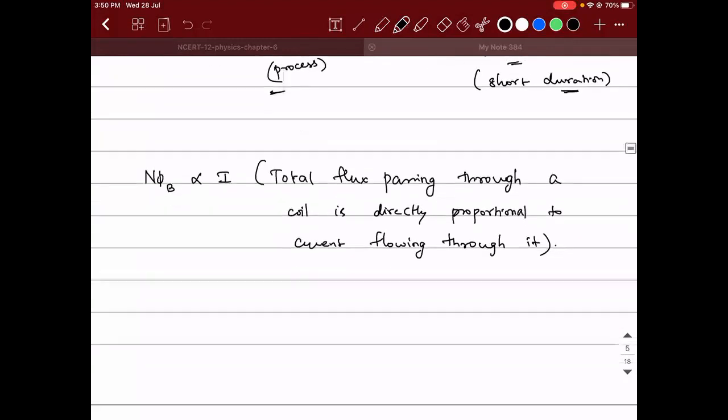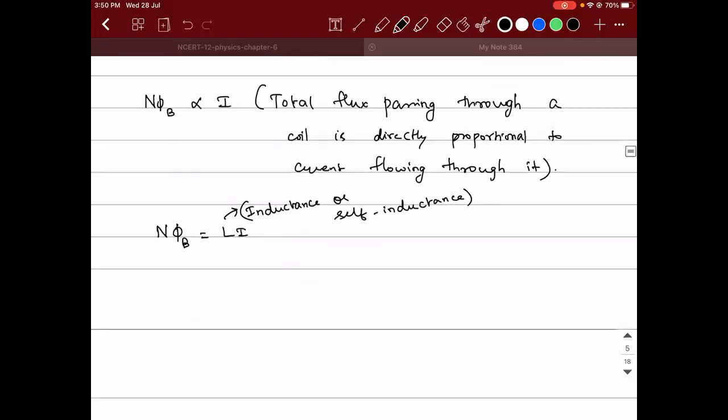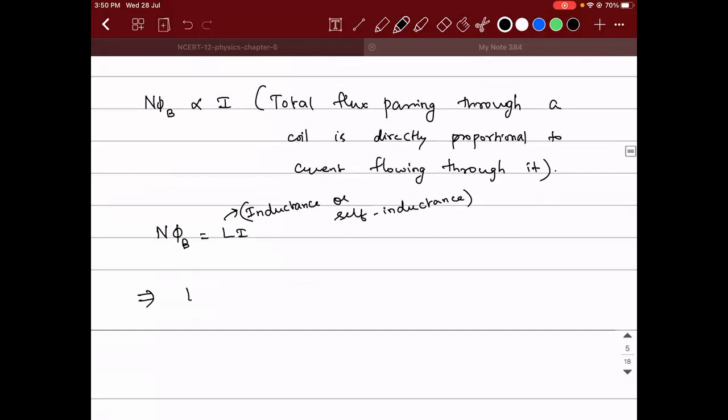Okay. Now, if I remove the proportionality symbol, then N phi B will be equal to L into I, where this L is what is called inductance, or as I told you, it is also called self-inductance. Both have the same name. So N phi B will be equal to L into I. So from this, the important conclusion that I can draw is L is equal to N phi B the whole divided by I.